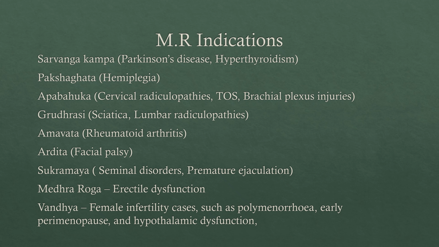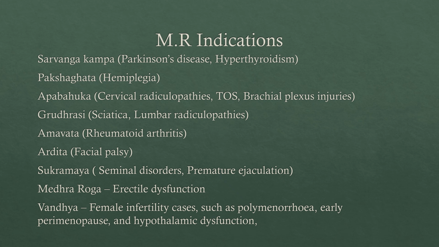Gridhrasi is sciatica or lumbar radiculopathy, where there will be an association of Kapha and Vata is the main dosha. Amavata is rheumatoid arthritis. We can indicate this Kashaya in Amavata also, especially during the non-inflammatory stage, that is, in the degenerative stage of this disease. In Ardita, facial palsy, there will be either Vata predominance or some Kapha association, then we can indicate this Kashaya.